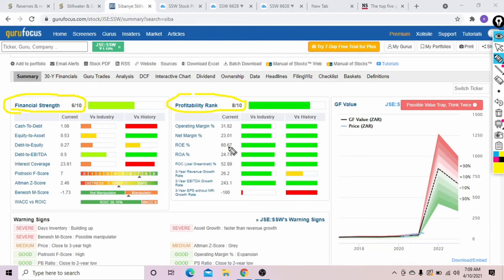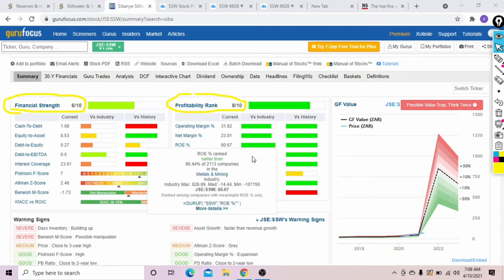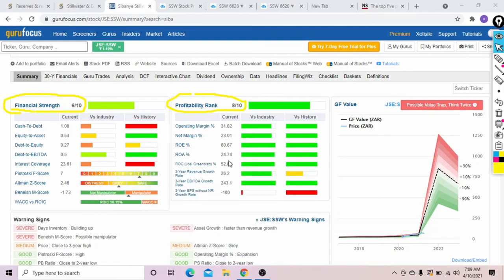That's a good thing. If you check the net margin, which is the net profit divided by the revenue, it's 23%. Normally, good companies have a net margin of 20% and above, so this one at 23% is good. It's a very good ratio to use to analyze these companies. So the net margin is higher, the return on equity is higher, and the return on asset is also quite high, at 24.74%.